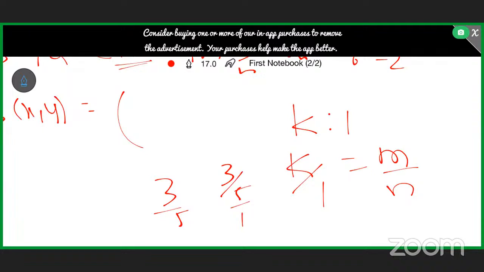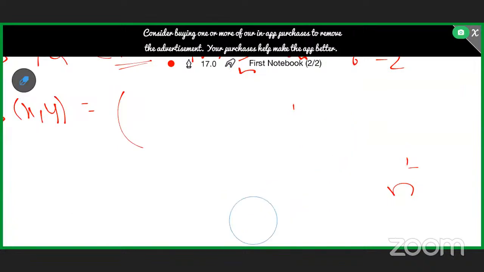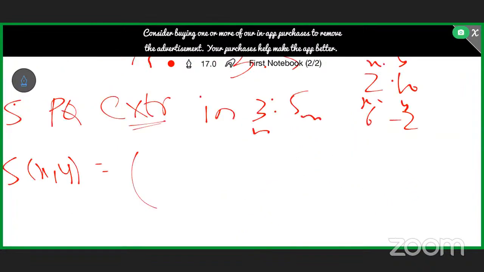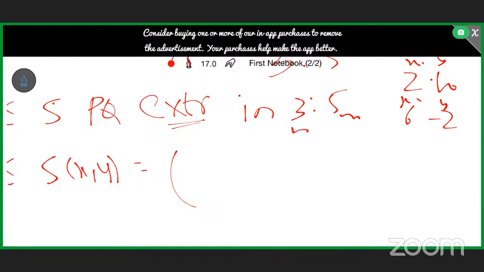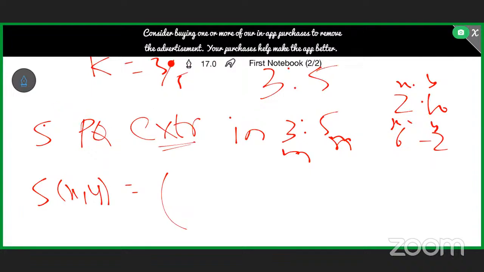Yes, sir. How I took the 3 is to 5 ratio, do you understand? Now, my line AB is getting divided by the point S externally in the ratio m is to n, that is 3 is to 5. So I'll substitute the values directly into the formula. So 3 into 10, that is 30.